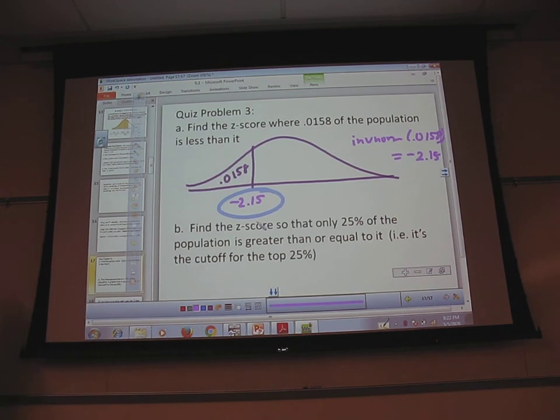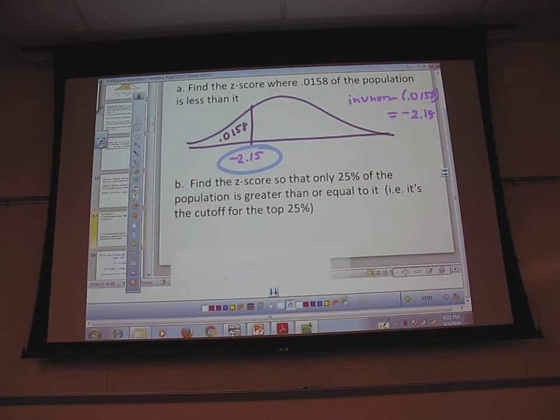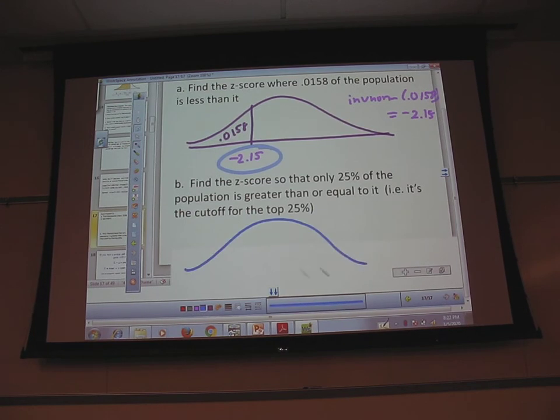All right. The next one, find the z-score so that 25% of the population is greater than or equal to it. So is that going to be on the left side of this or the right side of this? Greater than, to the right. 25% is greater than it. So again, we need to find this number.